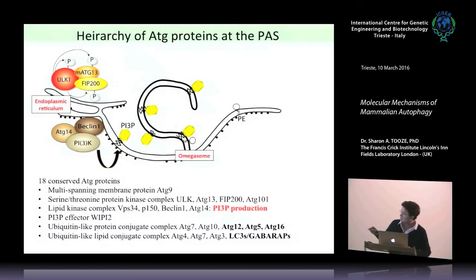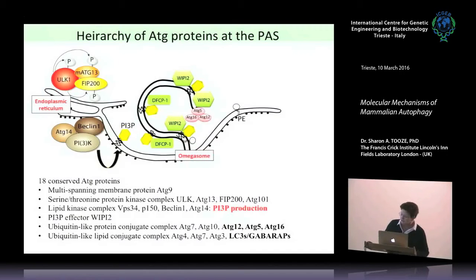So this PI3P is recognized by a true autophagy protein called WIPI2, and I'll tell you a little bit about what the function of WIPI2 is. It's also recognized by the DFCP1 protein, which isn't required for autophagy. And then also what happens next, so you have the PI3P effectors binding, the DFCP1, which isn't required but marks the membranes, and the WIPI2, which is required.